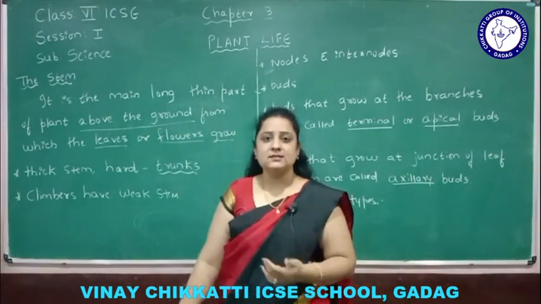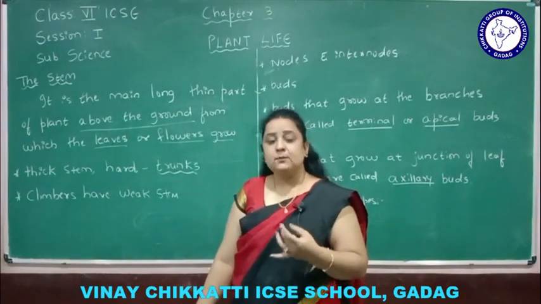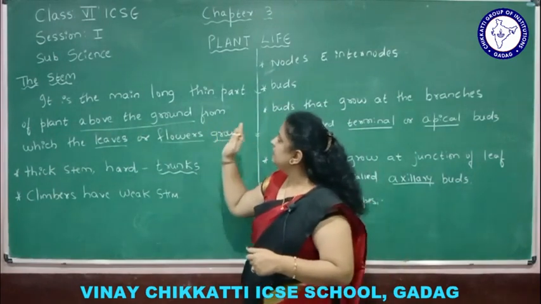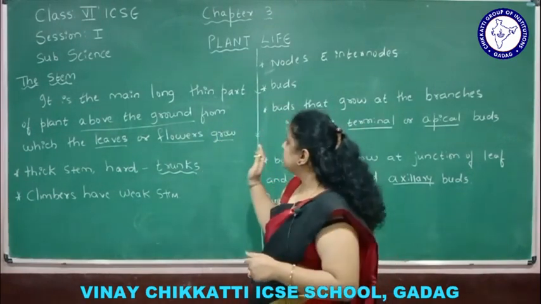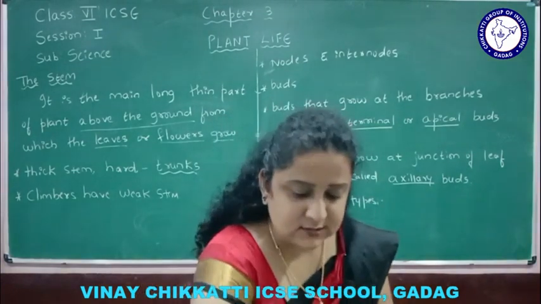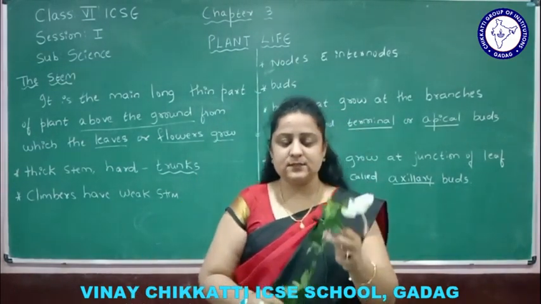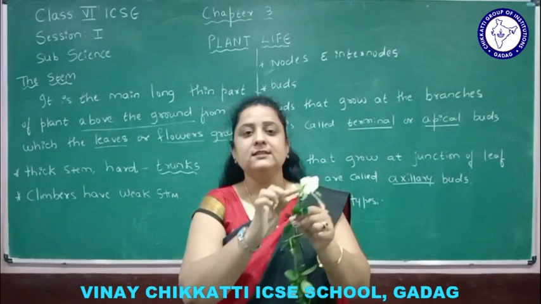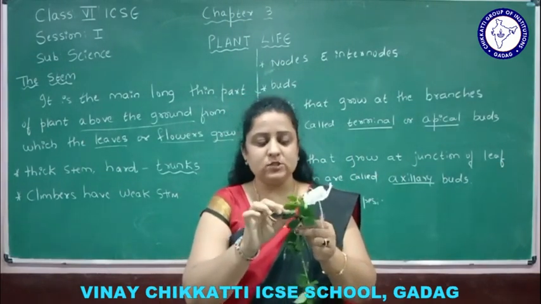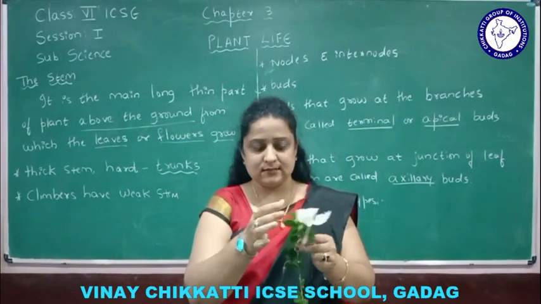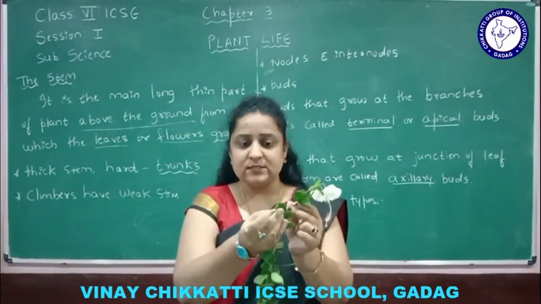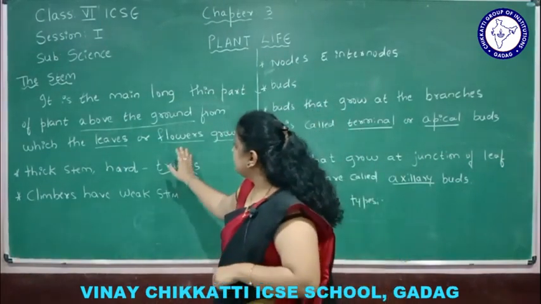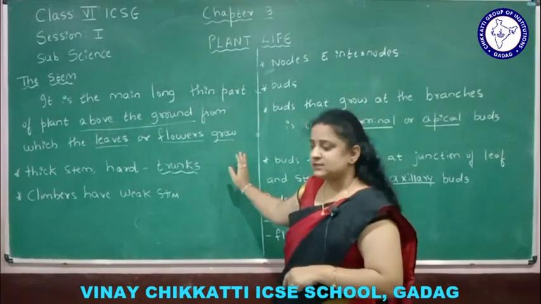Plant above the ground from which leaves or flowers grow. Not only leaves and flowers, leaves, flowers, fruits, branches arise. So once again, stem is the main long part of the plant above ground from which the leaves, flowers, fruits, buds grow. As you can see in this plant, this part is called stem. This thin long part, can you see? This is called stem. What is it giving rise to? You can see leaves, flowers, buds here. As you can see, a small bud here of hibiscus plant. So it is the stem which gives rise to leaves or flowers, fruits, etc.